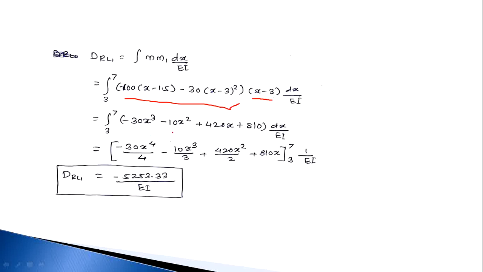By taking integration of this equation with respect to x, we get minus 30x raised to 4 divided by 4 minus 10x cube divided by 3 plus 420x square divided by 2 plus 810x, with upper limit 7 and lower limit 3. Put x is equal to 7 for the upper limit and x is equal to 3 for the lower limit. Solving this equation, we get DRL1 becomes minus 5253.33 upon EI.